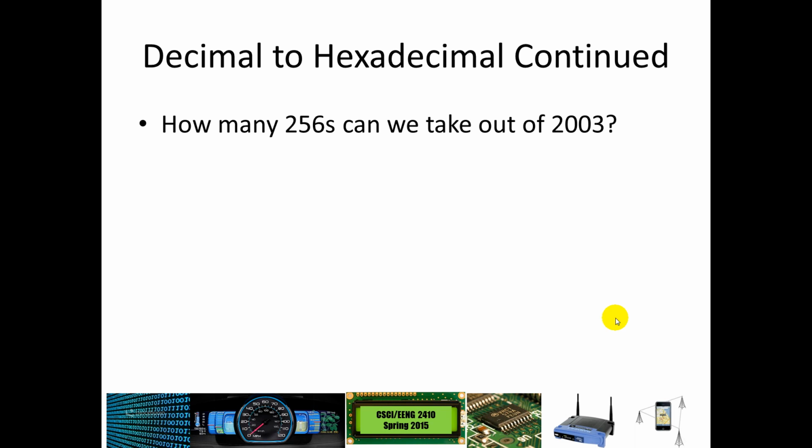If we start with our 256s, since we're not simply in binary where we choose whether or not to take 256 out, we have to figure out how many 256s we can take out of 2003. How do we figure that out? We need to do a little bit of arithmetic. 7 times 256 is 1792. 8 times 256 is 2048, which is bigger than what we're representing, so we're not going to get all the way to 8. But 7 times 256 is smaller. So our first hexadecimal digit is going to be 7, and that represents 7 256s that we're going to take out of 2003.